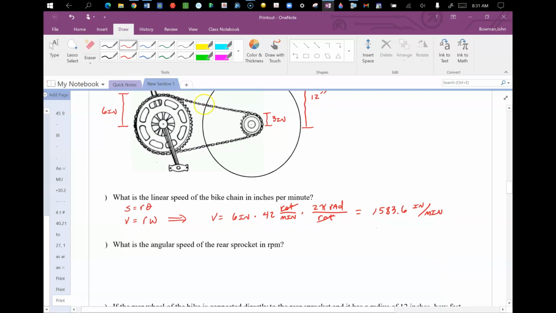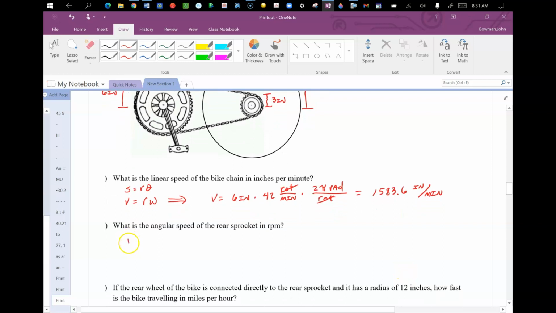So now that's connected to the rear sprocket. So in the rear sprocket, we're going to use that same formula. V is equal to R times W, but we're going to solve for W by dividing both sides by R. So W is equal to V over R, but we know that V is 1,583.6 inches per minute. And we want to divide that by the radius of the rear sprocket, which is 3 inches, which gives us an answer of approximately 527.8.